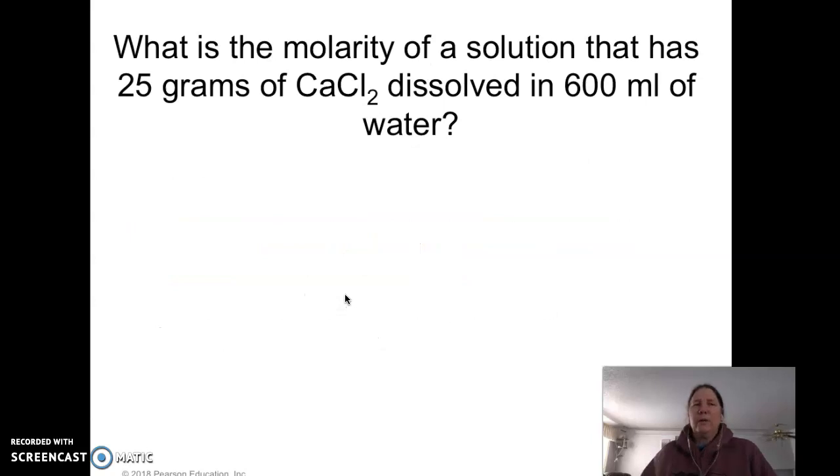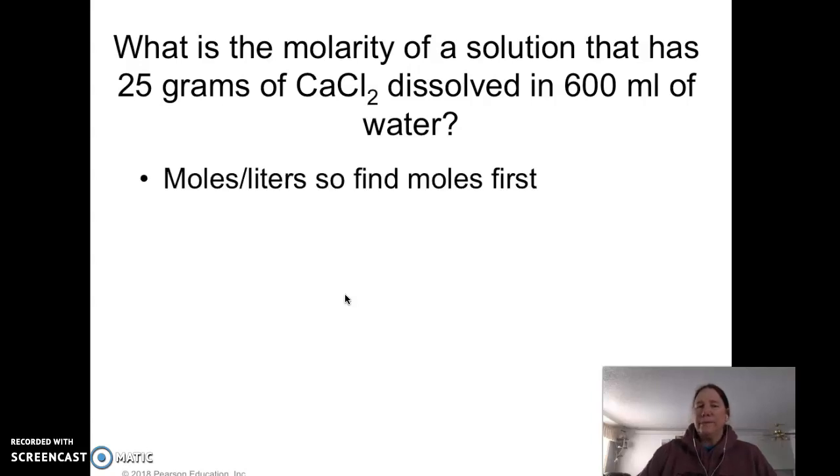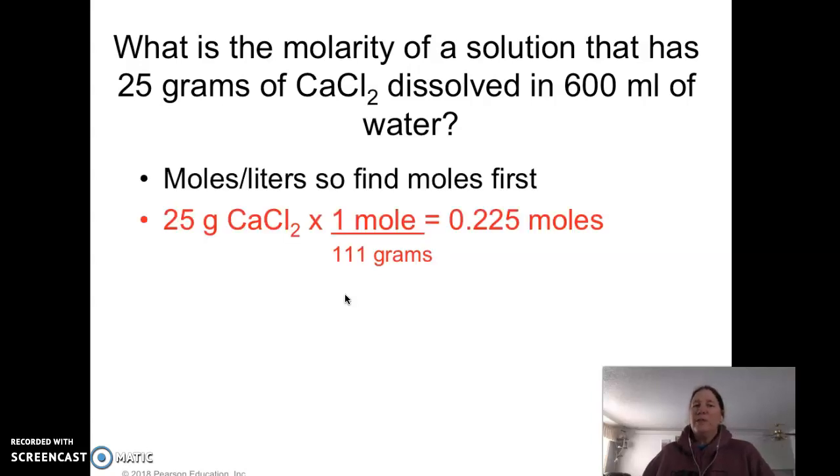Okay, so here, we're going to find the molarity of a solution. We have 25 grams of calcium chloride dissolved in 600 milliliters of water. The first thing we have to do is find the moles of calcium chloride. All we have to do there is divide by its formula mass. Take 25. 1 mole of calcium chloride has a mass of 111 grams.